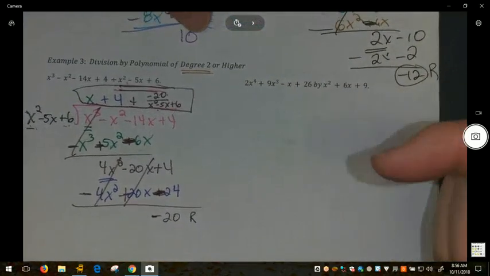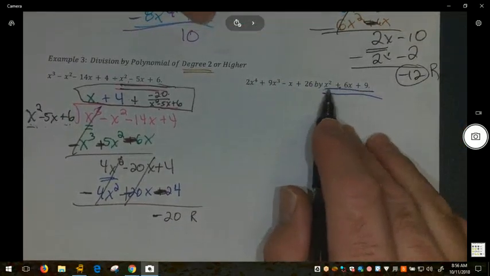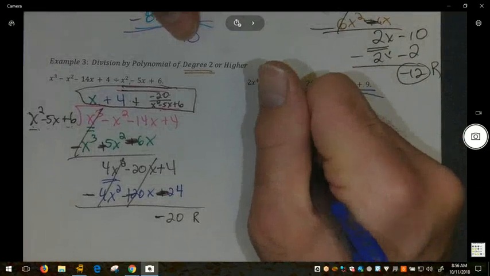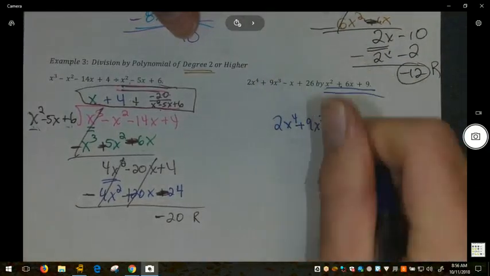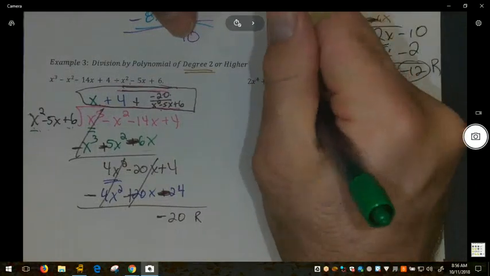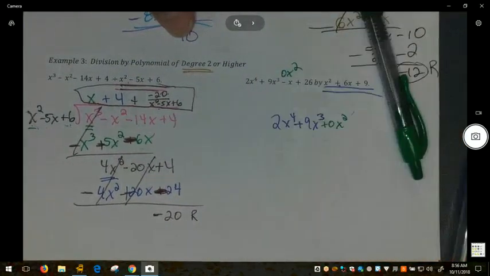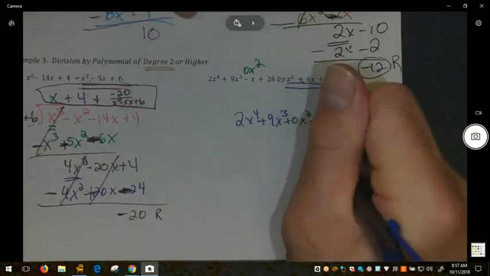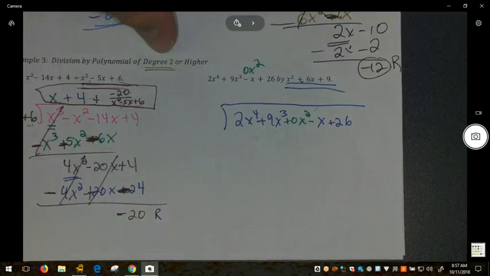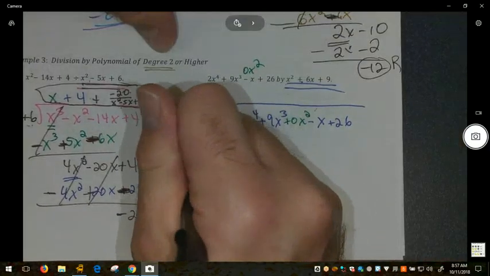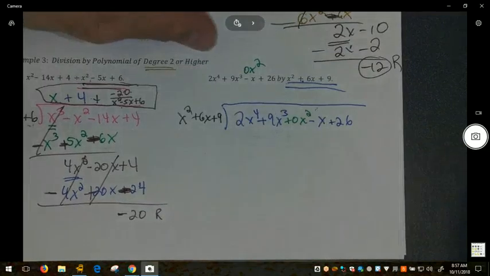Last example for long division with a degree higher than 1, a degree of 2 or higher. I have 2x to the 4th plus 9x cubed. I have to be careful, this does not have an x squared term. Minus x plus 26. That is our dividend. Our divisor is x squared plus 6x plus 9.